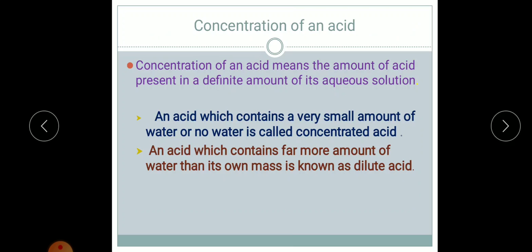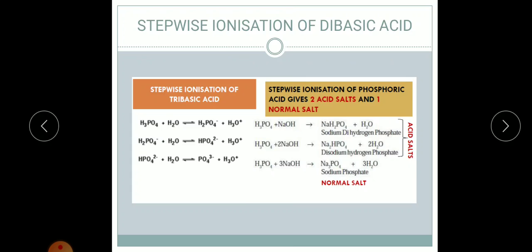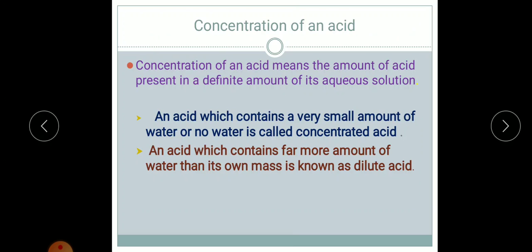Next, concentration of an acid. What does concentration of an acid mean? Although I think I have discussed this in our last physical class, once again, concentration of an acid means the amount of acid present in a definite amount of its aqueous solution. An acid which contains a very small amount of water or no water is called concentrated acid. So in concentrated acid, the percentage of water is very small, or there is no water.